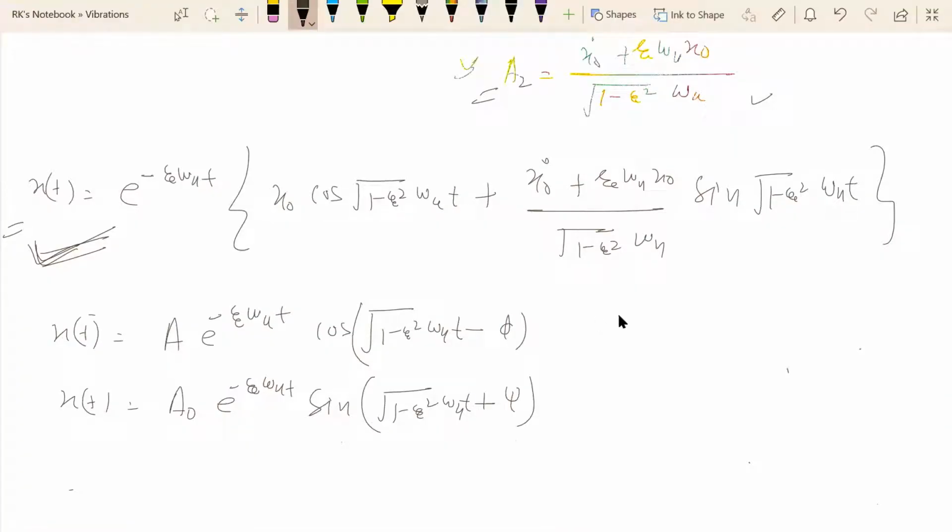Hello everyone, welcome back. In this lecture, we'll talk about the other two forms of the solution for the underdamped system. This was our second form, this is the third form, and this is the first form.